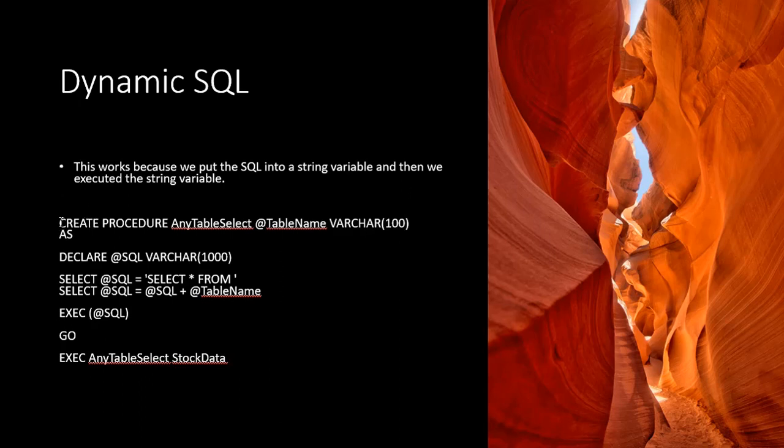So we create procedure, here's the name, AnyTableSelect. We declare a variable @table name and it's going to be of type varchar. So we're going to have somebody pass us the table name at runtime. Then we declare @SQL to be varchar 1000. That's going to hold our entire SQL statement as a string. So we set @SQL equal to select star and from. Then we add to it what we did previously plus the table name that we're going to pass. Then inside the string we do execute @SQL and go.